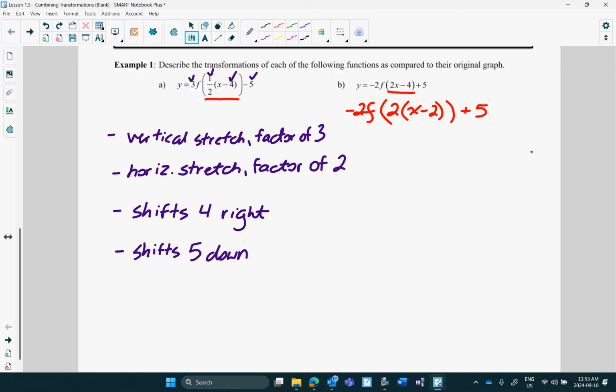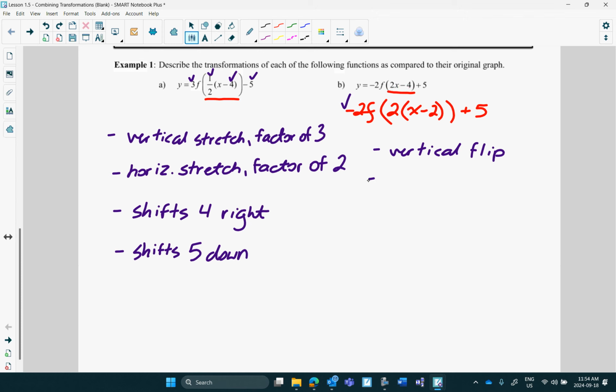How many transformations? 5. Negative 2, 2, 2, 5. Start with the stretches and the flips. So let's start with the flips, might as well. Vertical flip, vertical reflection. Okay. No more flips. Let's go to the stretches.